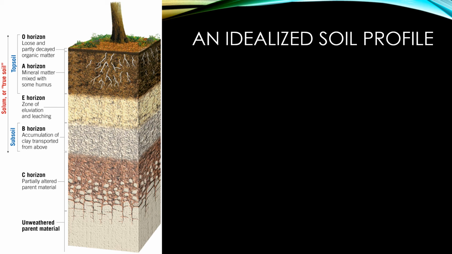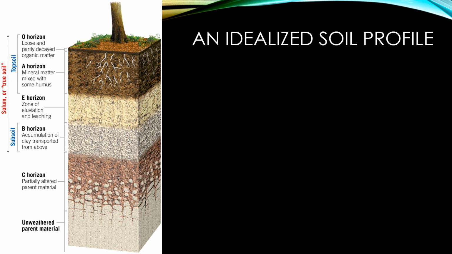First we have the O horizon, which is a soil layer that's usually pretty thin and is made of loose and partly decayed organic matter. So if you imagine leaves falling, pine needles falling, and things like that, falling on the land surface and decaying over time, and those materials being partly decayed, that's pretty much what the O horizon is.